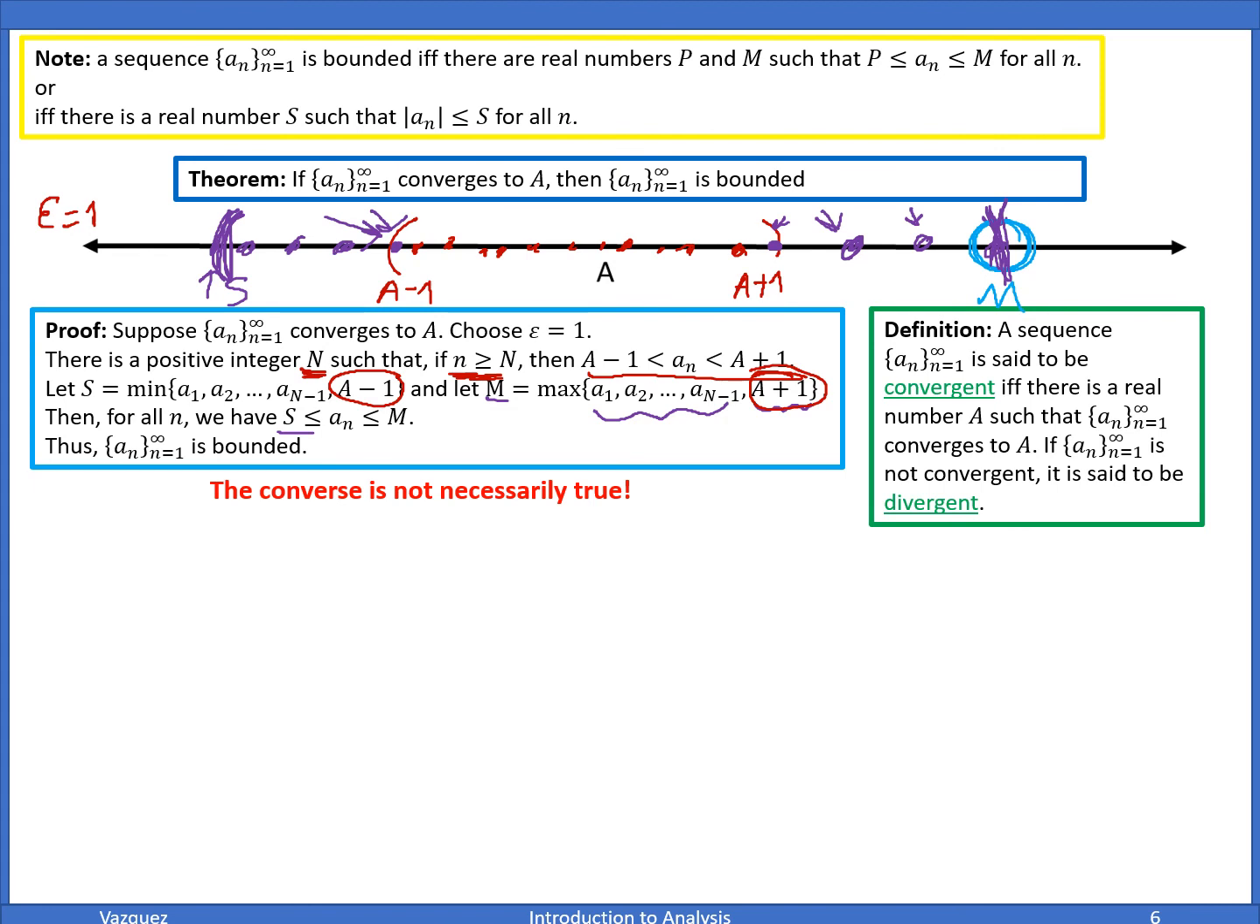Last things, and then we'll be done with this section, is a sequence A sub n is said to be convergent if there's a real number a such that that sequence converges to a. So convergent is just what you learned maybe from calculus, although we're talking about convergence of sequences, not of series. And it's divergent if it doesn't converge.